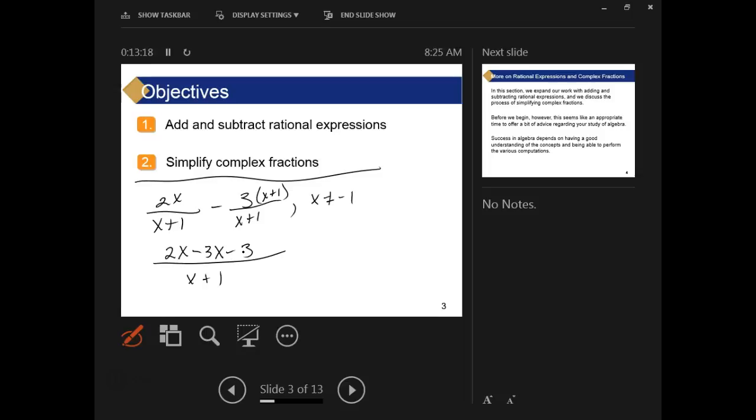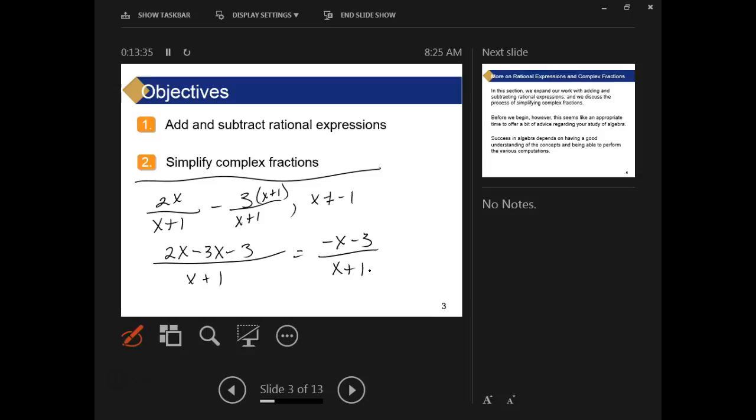What do we need to do? Subtract. Subtract what? 2x minus 3x. And what does that give you? Negative x. Negative x minus 3x plus 1. That is a perfectly good answer. There's nothing else you can do to that problem.